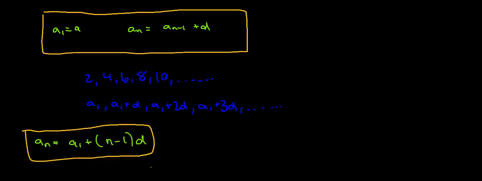An arithmetic sequence is a sequence where the difference between successive terms is the same number. Here's an example of an arithmetic sequence: 2, 4, 6, 8. The difference between the successive terms is 2.